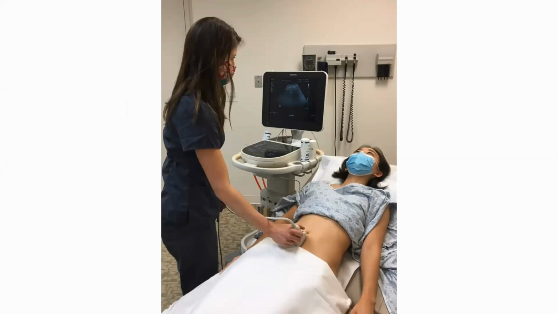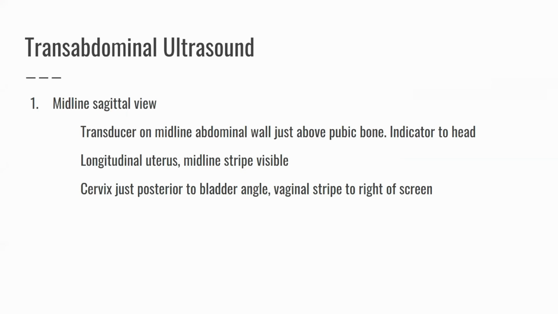And this is a picture from the POCUS 101 website showing the supine patient and the first positioning of the probe. You'll notice that the probe is in the sagittal orientation and directly in the midline, just superior to the pubic bone. So this is the traditional first view that you'll get, the midline sagittal view. Place your transducer on the midline abdominal wall, just above the pubic bone, indicator to the head, or cephalad. And you should be able to see the longitudinal uterus with the midline stripe visible. We'll see it in just a second.